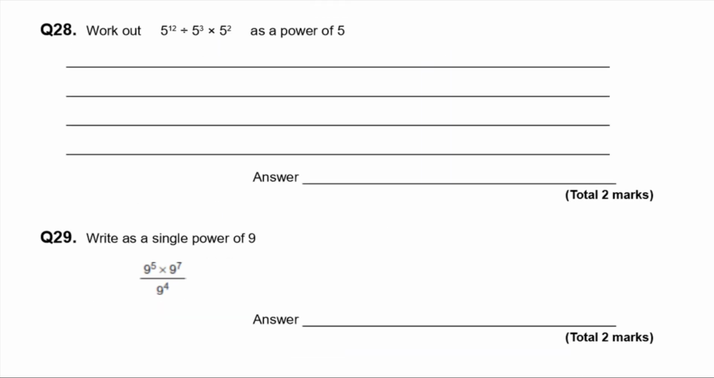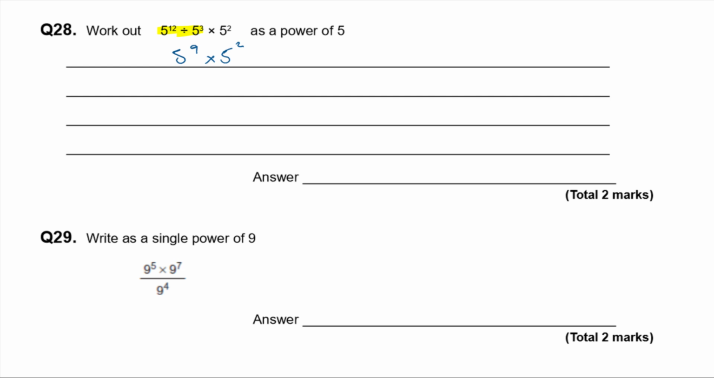Question 28, work out 5 to the power 12 divided by 5 to the power 3 times 5 to the power 2. I'm going to do this in two parts. Just work out this bit first. 5 to the 12 divided by 5 to the 3. Got two numbers of the same base, I'm going to subtract the indices. 12 subtract 3 is 9, so that's going to give me 5 to the 9, but I then need to still multiply it by 5 squared.